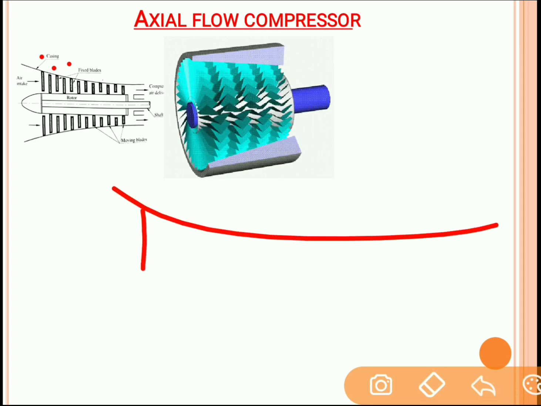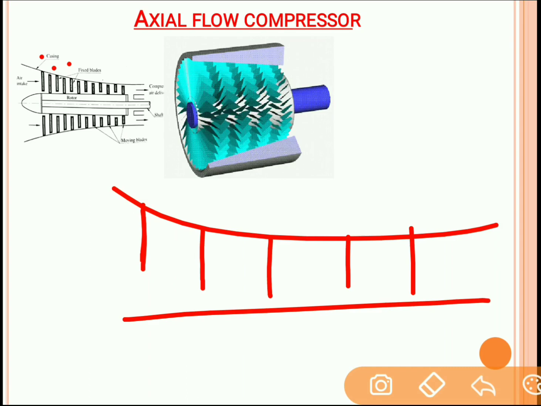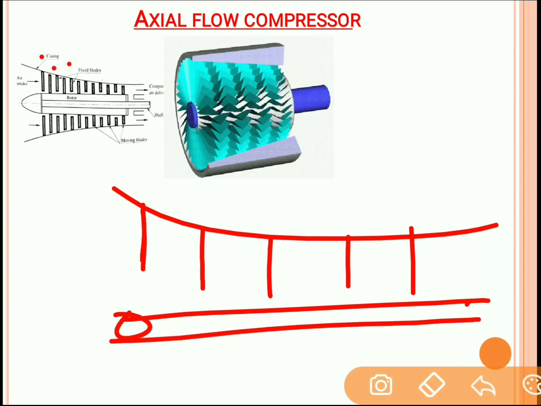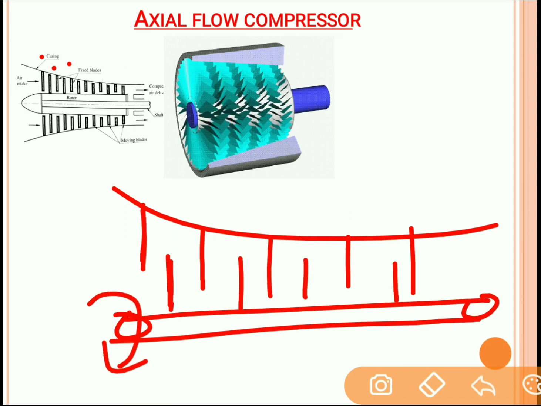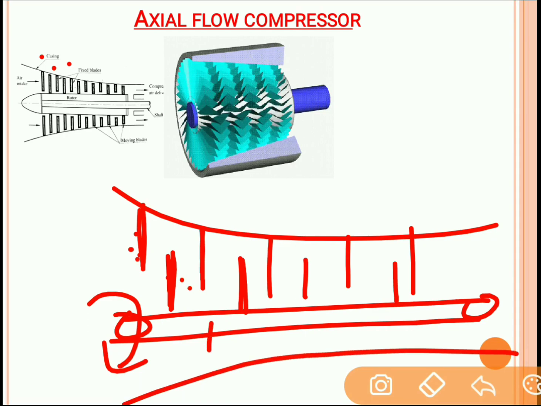So let's say that this is a stationary casing. In the casing, these are the stationary blades. And this is the rotor over here, and on the rotor there are blades attached to it. Now this rotor is rotating. So as the rotor is rotating, these are rotating blades and these are stationary blades. These stationary and rotating blades are arranged in an alternate fashion. Also there are rotating blades and stationary blades at the bottom end. So you can see these stationary and rotating blades at the top and at the bottom.